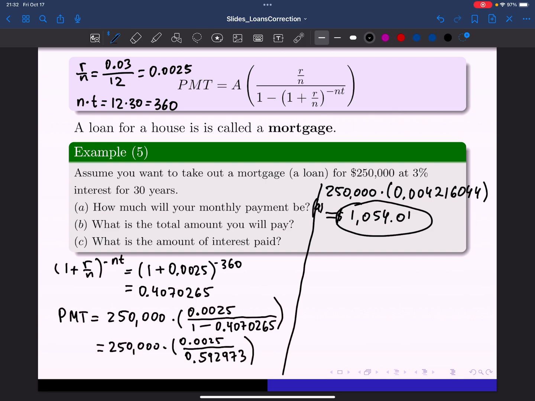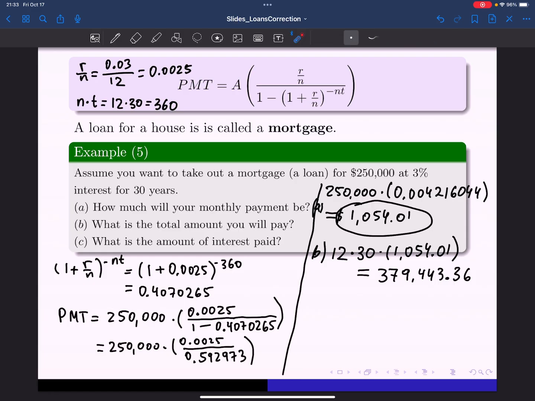And now for part B, what is the total amount you will pay? So we had 30 years and we are paying every month, so times 12. So for part B, we have 12 months times 30 years times the amount we pay, 1054 and 1 cent. So if we multiply this completely, we are getting 379,443 and 33 cents. So this is the total amount that we will pay for the mortgage over 30 years.